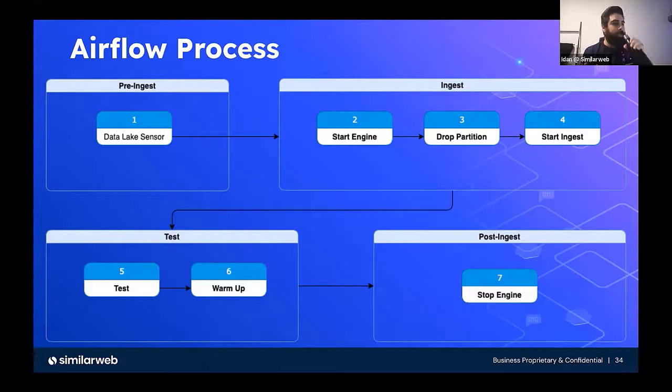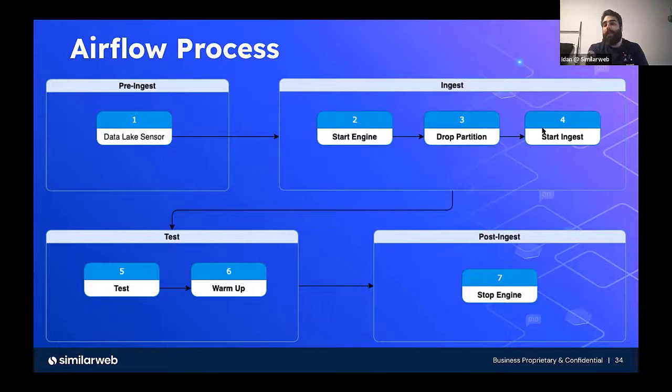So when the data lake sensor is activated, we start by using a task for starting the engine. We start the engine, wait for the engine to start. After that, we drop partition. We drop it because we don't want reruns of this DAG to duplicate the data. So we want to start with a clean slate. So we drop the partition.